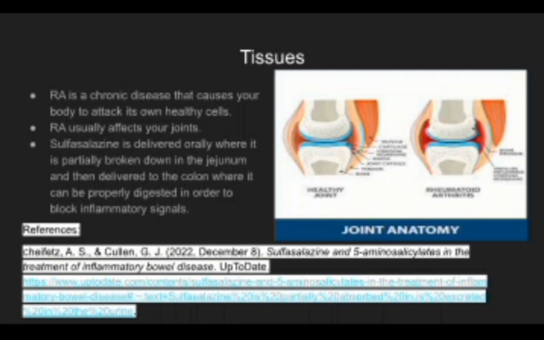I have shown this picture on this slide. You can see a visual of the synovium membrane. Here you can see where the anti-CCP mentioned on slide 17 and the presence of molecules are that cause inflammation shown in RA. RA is a chronic disease that causes your body to attack healthy cells. RA usually affects your joints. Sulfasalazine is delivered orally, partially broken down in the jejunum, and then delivered to the colon, where it can be properly absorbed to block inflammatory signals.